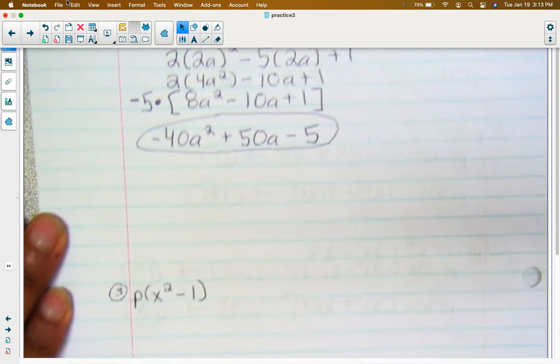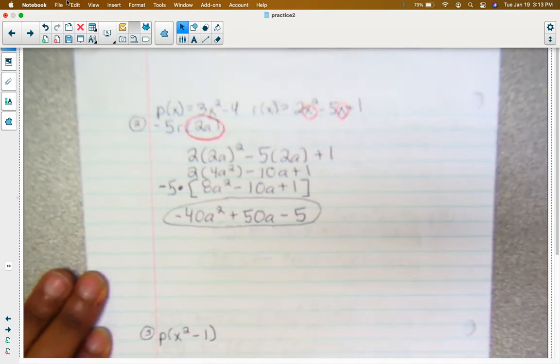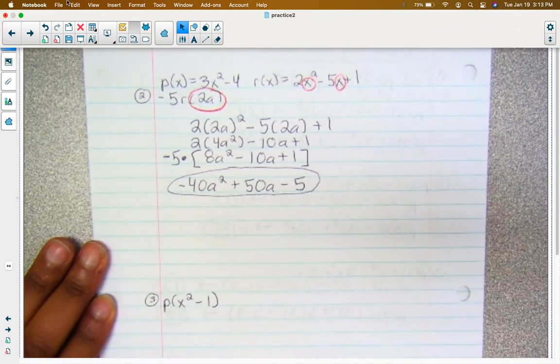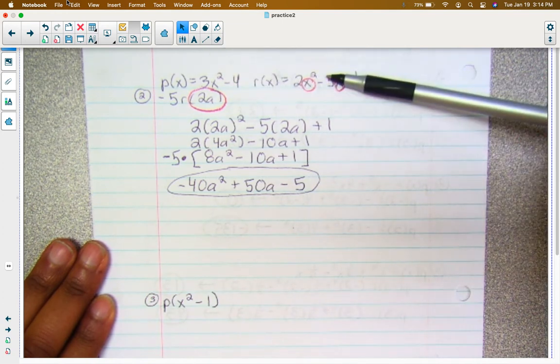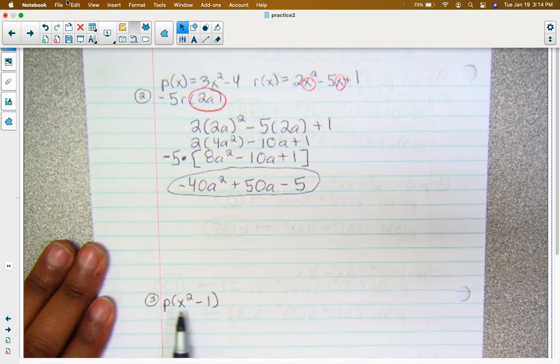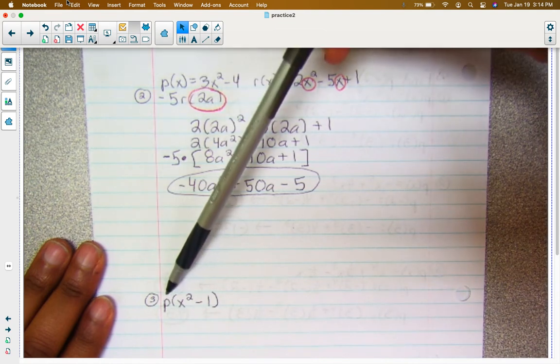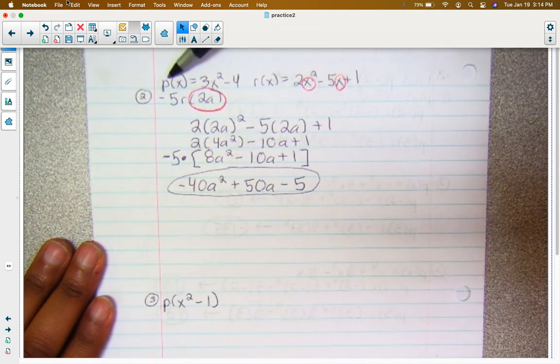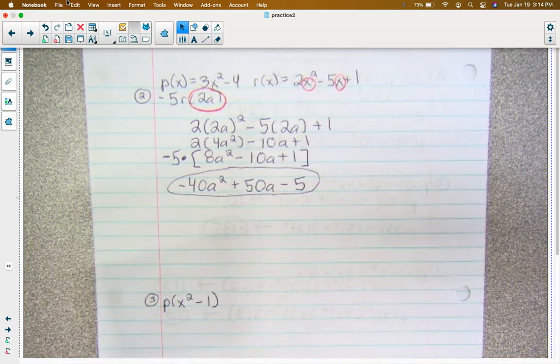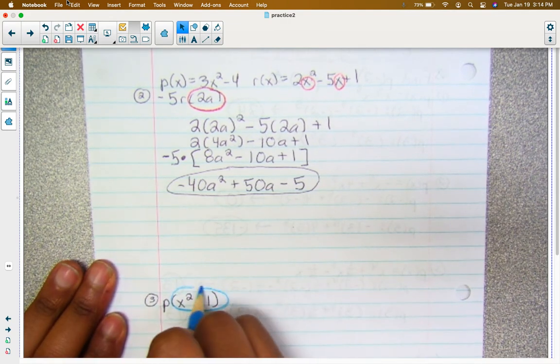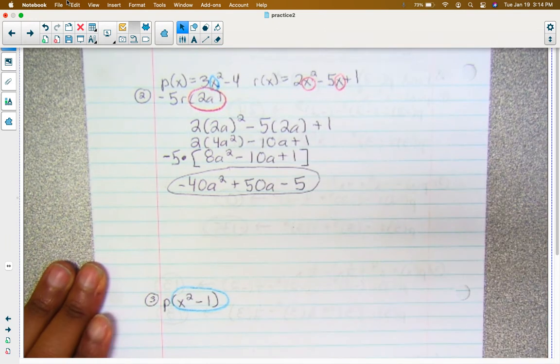Okay. And the last one, number 3. Let me zoom out just a little bit so we can see both the functions. So I'm still using the 2 functions that are up here at the top. I'm still using p and I'm still using r. This time we're taking x squared minus 1 and we're substituting it into my p function. I know I'm using the p function because there's a p down here. So that's going to match up with this p function. So I'm going to get rid of this x and I'm going to make a substitution of x squared minus 1. So I'm taking x squared minus 1, and I'm making a substitution up here.